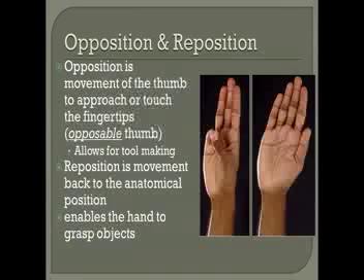Opposition and reposition. Opposition is the movement of the thumb to approach or touch the fingertips. This is what gives us our opposable thumb. Reposition is the movement back to normal anatomical position. This also allows the hand to grasp objects.